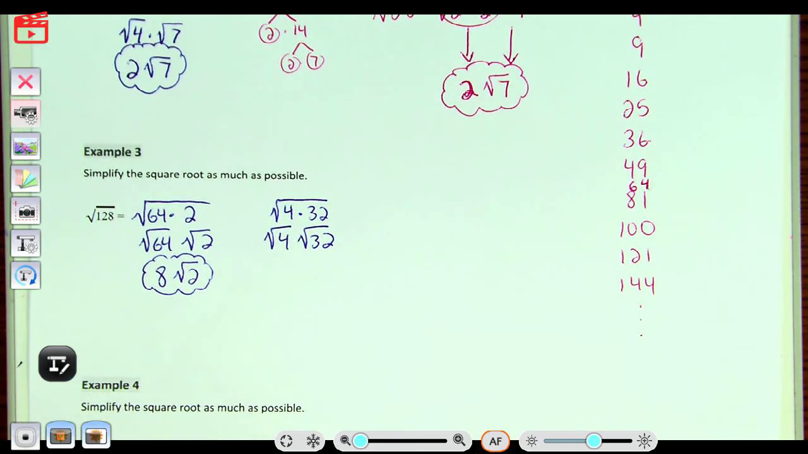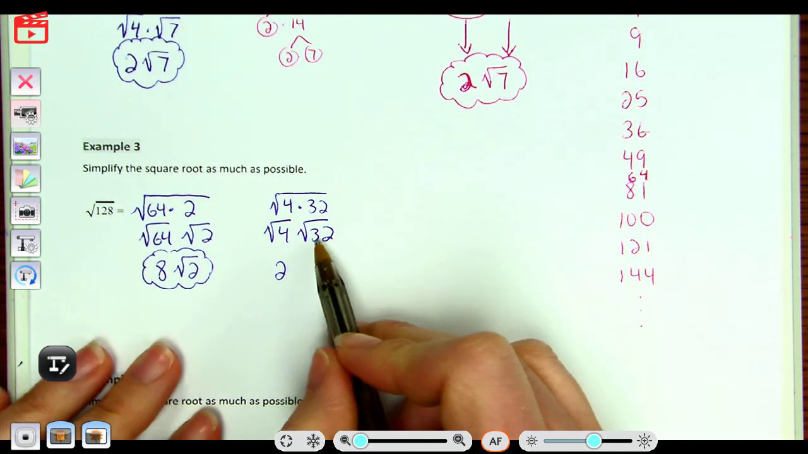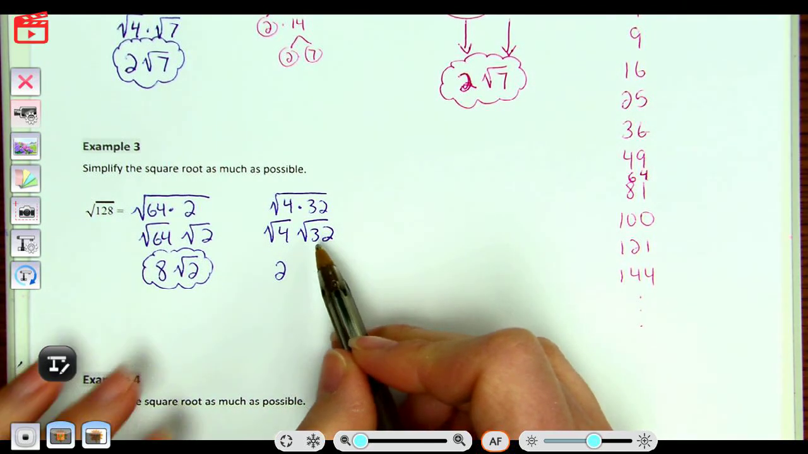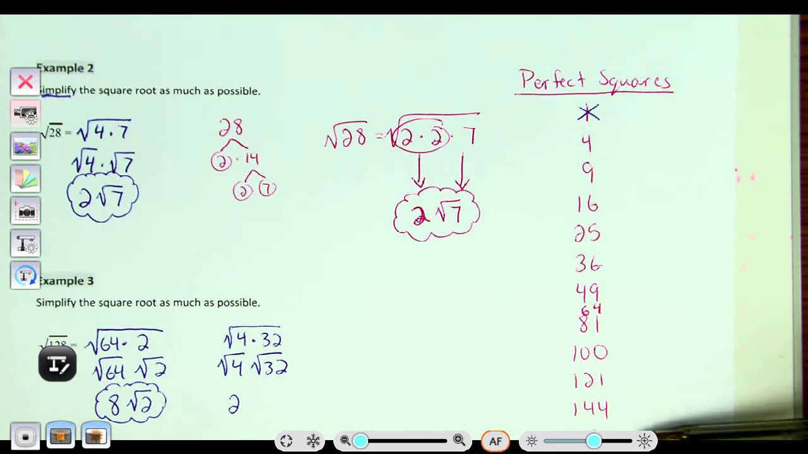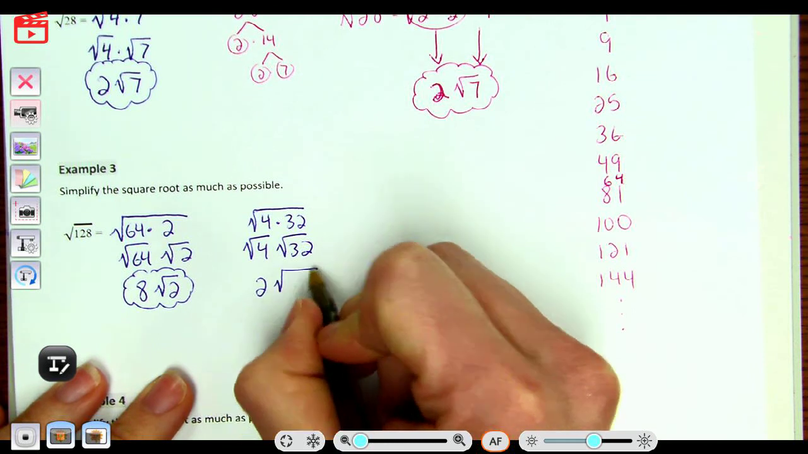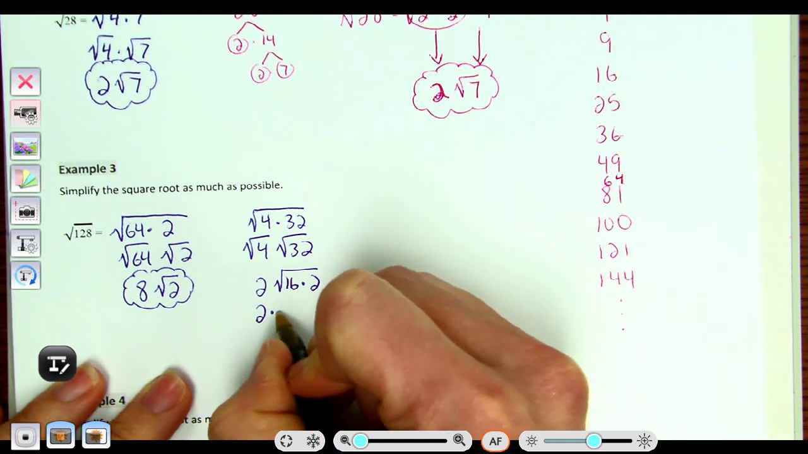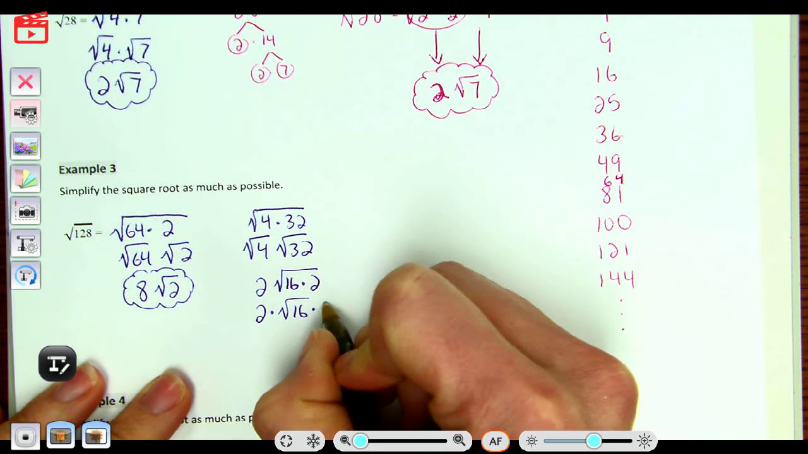Again, we're pulling out all perfect squares. That's 2. Now, does 32 have any perfect square factors? Well, if you look here at your list, 16 goes into 32. So I could rewrite this as the square root of 16 times 2. So we get 2 times the square root of 16 times the square root of 2.